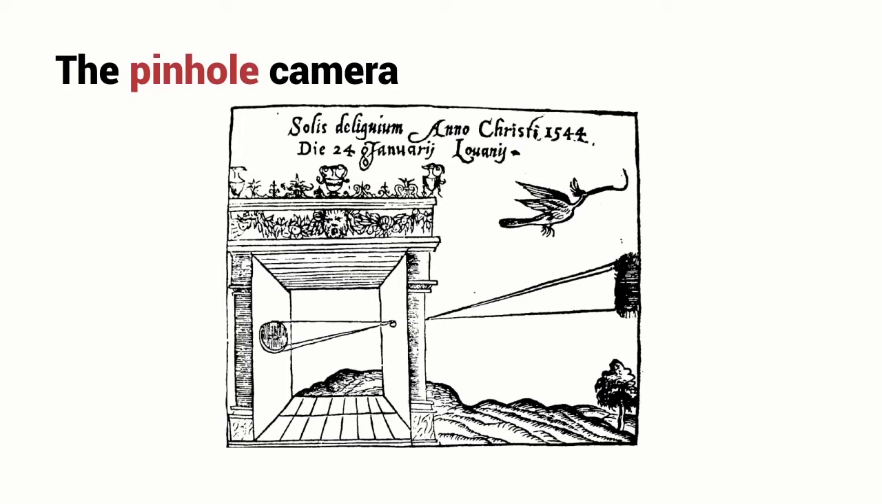Sometimes it's called a camera obscura, and it's been known since ancient times. This picture shows a building with a small hole drilled in its wall, and what's happening is that an image of the bright sun outside is being cast on the interior wall of the building.